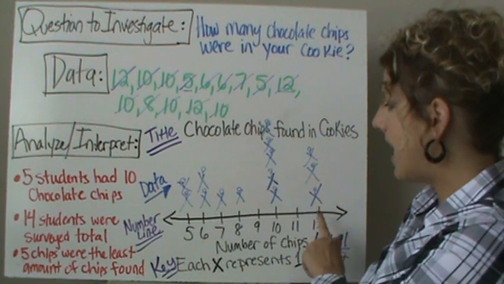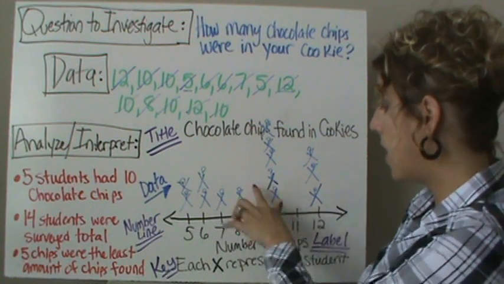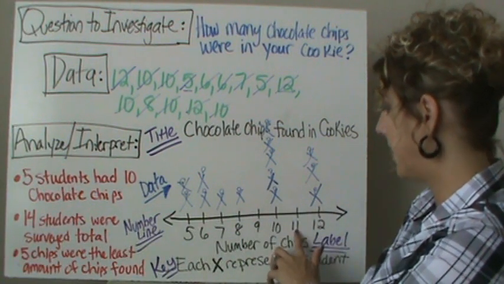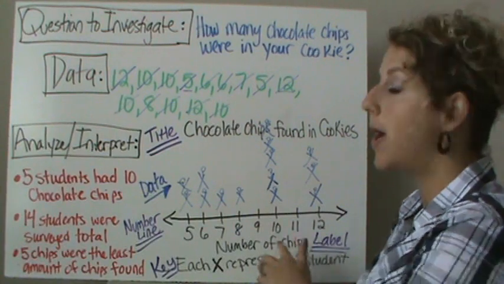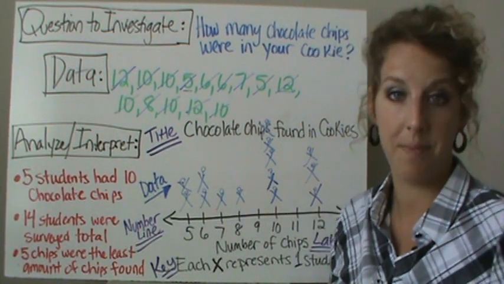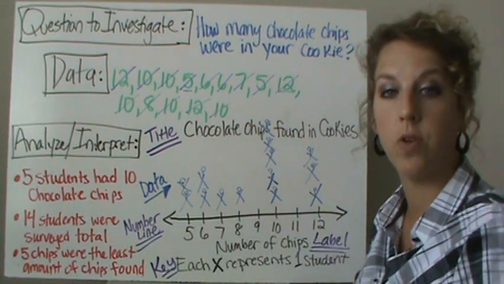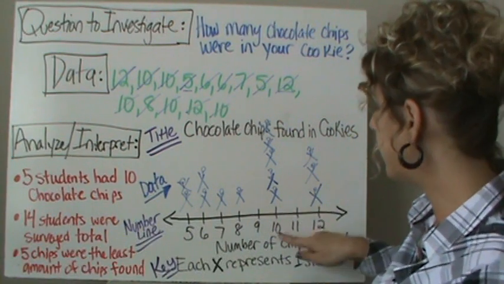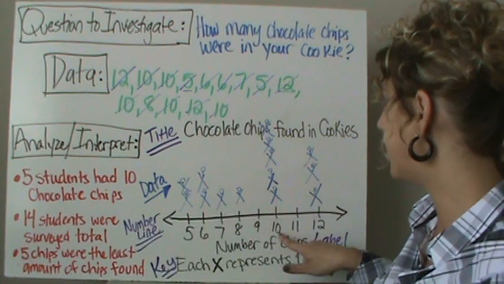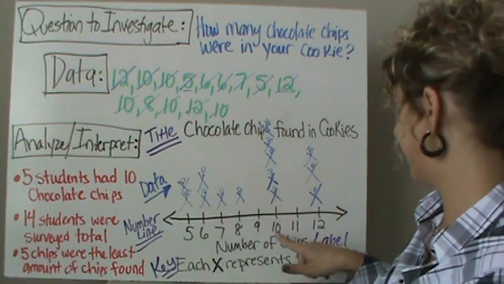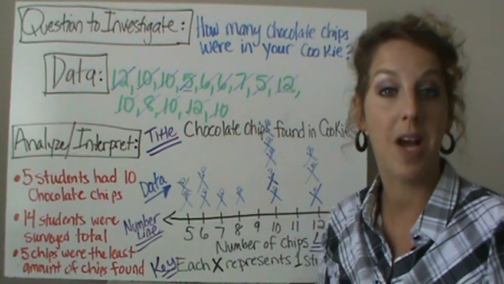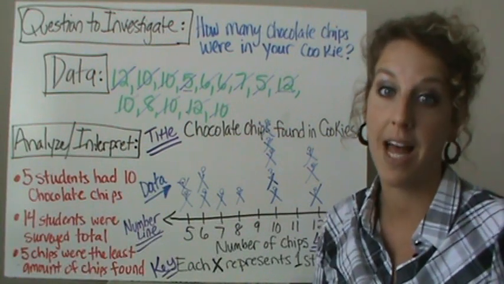And you could say 0 or no students found 9 or 11 chips. Or the most often number found was 10. The most often or the most frequent number was 10 chips because 5 students found 10 chips. Have fun constructing and analyzing your line plots.